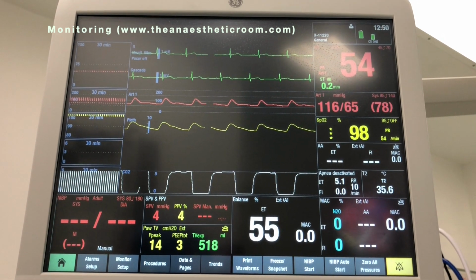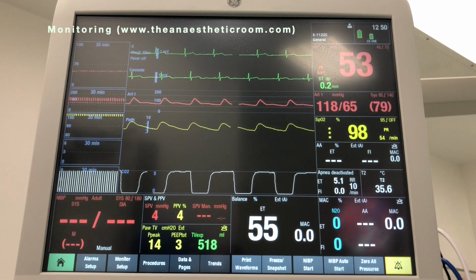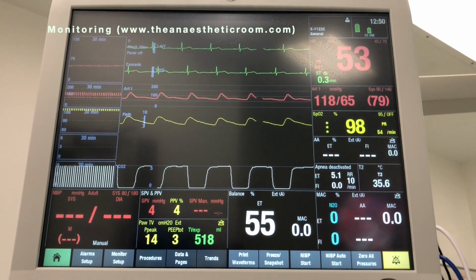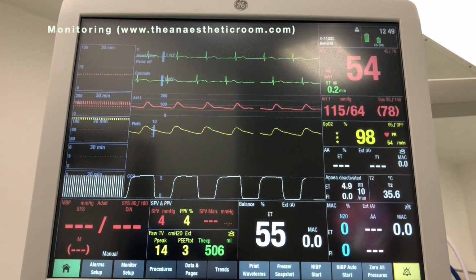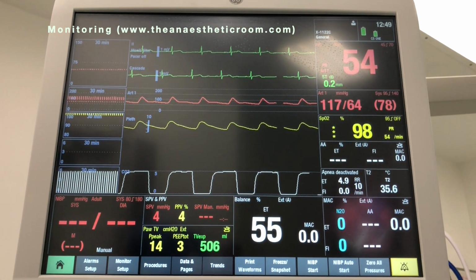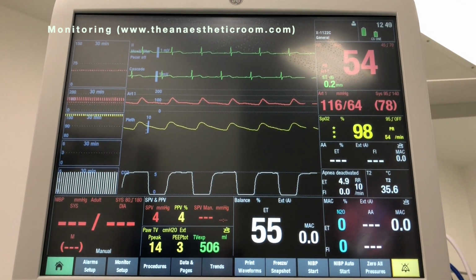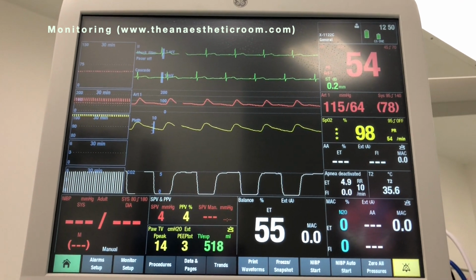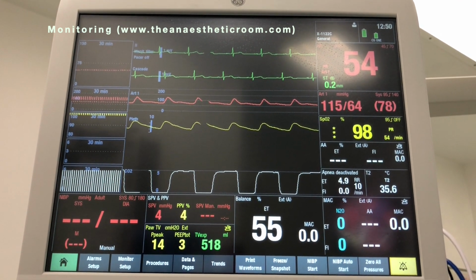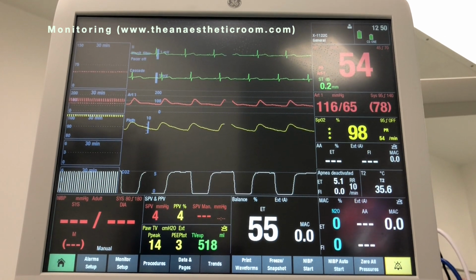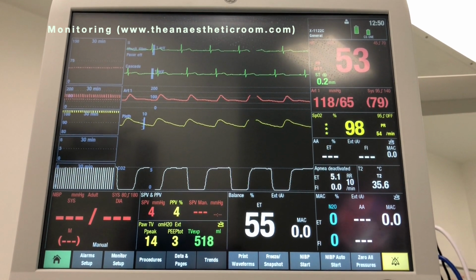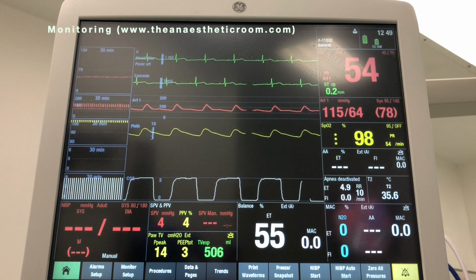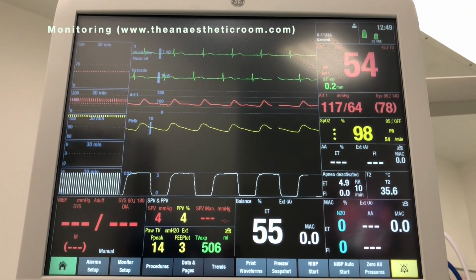The SPV and PPV are pulse pressure variation. The machine uses a mathematical formula to determine the pulse pressure from the arterial line trace, and this is an index of cardiac output. Finally, the last box monitors ventilation in case your ventilator screen malfunctions. It gives you the peak airway pressure, which is 14, total PEEP, which is 3, both in centimeters of water, and it also records tidal volume on expiration, which is 506 mils.